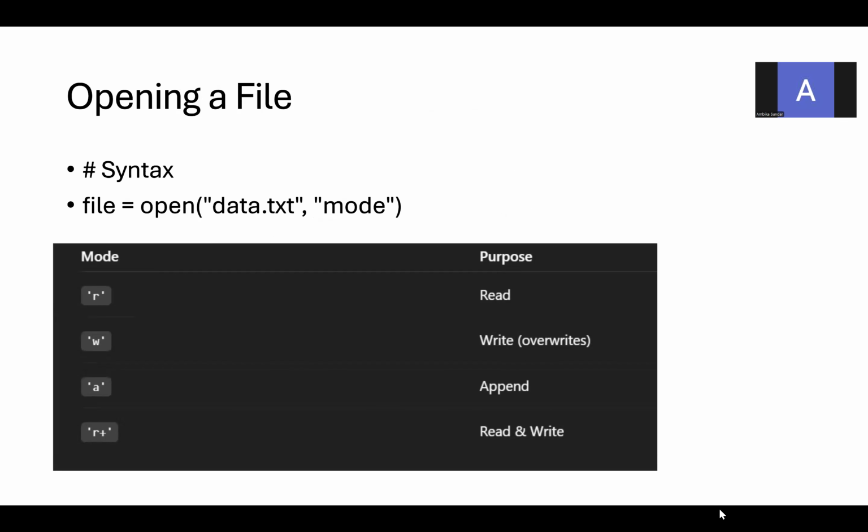How to open the file? The file is a file handler. Open it using the open function. I'm going to open this file data.txt in a mode. What are the different modes in which we can open the file?